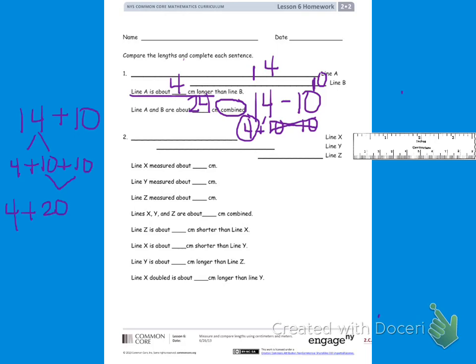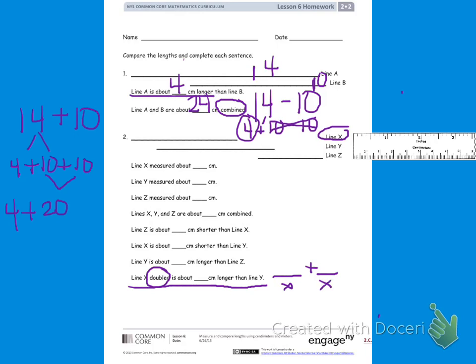The one I did want to talk about is the very bottom. Line X doubled is about blank centimeters longer than line Y. Doubled means that we see that same number twice. So what we're going to do is find the length of line X and add it to itself. That means we see it twice, so the length of line X doubled.